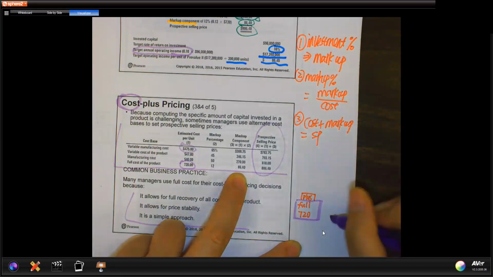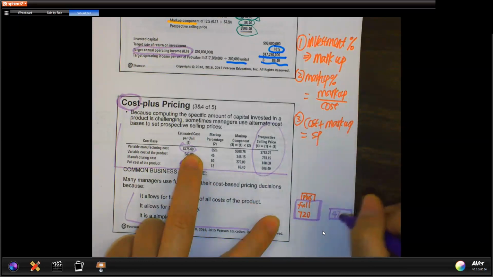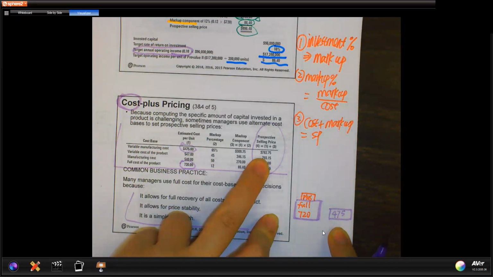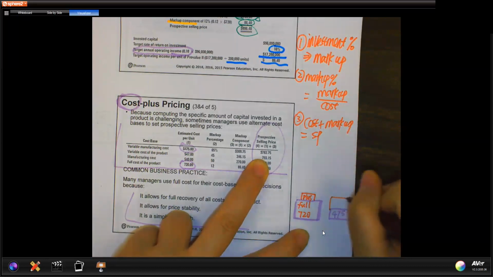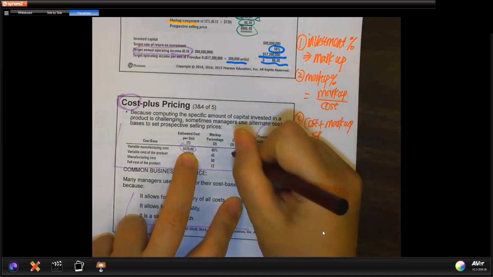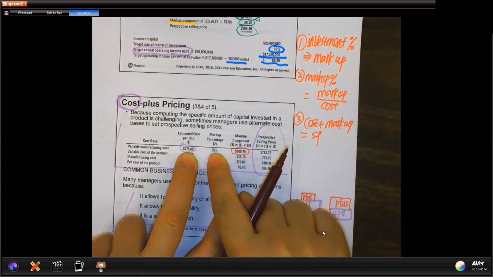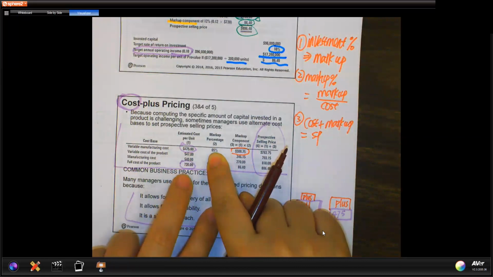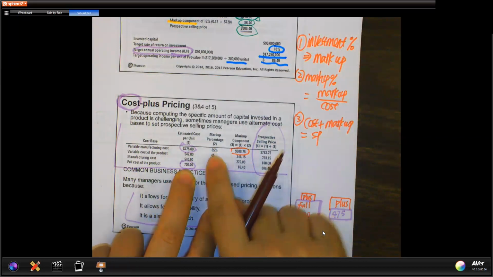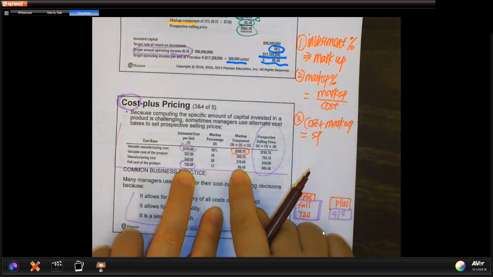But if your cost base is small, so let's say we use variable manufacturing cost, $475, and you want to reach a similar selling price, you have to have a big plus. So if you use the small cost base, your plus has to be big. Your markup percentage will also be large. If your cost base is large, your markup percentage will be small, and your markup, or your plus, will also be small. Does this make sense?